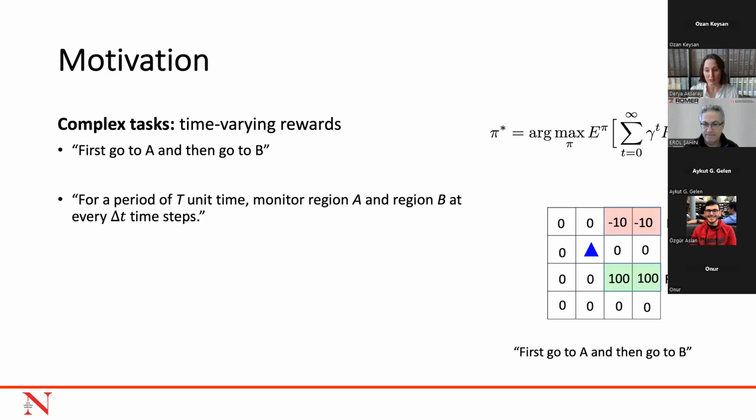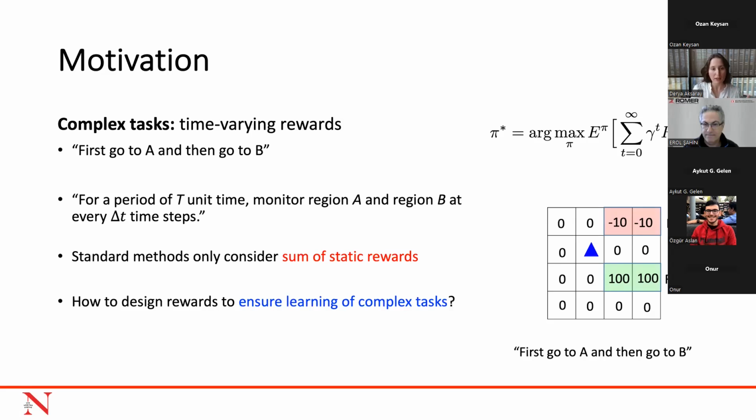So as you can imagine, if we increase the complexity of the task, then we might need some time varying rewards. But if we think about the standard literature for reinforcement learning, they can only work with a sum of static rewards. So let's say some rewards are spread in the environment, and you can maximize, as you see in this function, the expected sum of reward. But here, as I motivated, in the case of more complex tasks, there would need to be time varying tasks. So the main question here is, how do we design rewards to ensure learning of complex tasks?